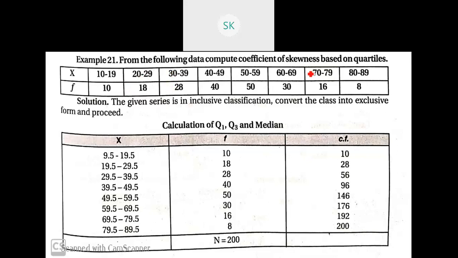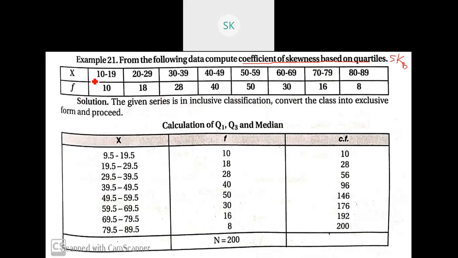In this problem, they're asking us to compute the coefficient of skewness based on quartiles. Based on quartiles means we are supposed to calculate Bowley's coefficient of skewness. If it is based on mode or averages, then it will be Karl Pearson's coefficient of skewness. Since it's on quartiles, we are supposed to find Bowley's coefficient of skewness. Let's see what data is given. They have given us X and F.